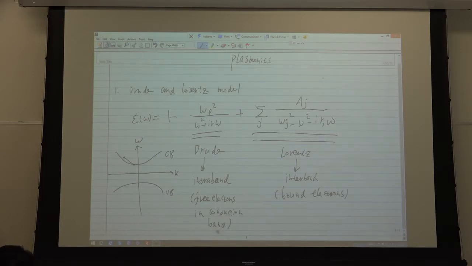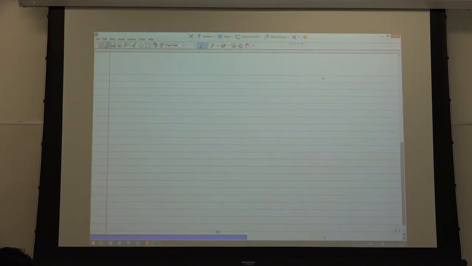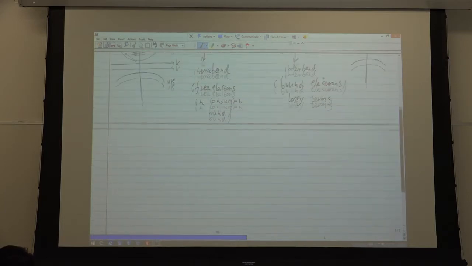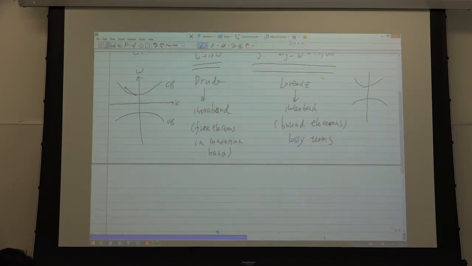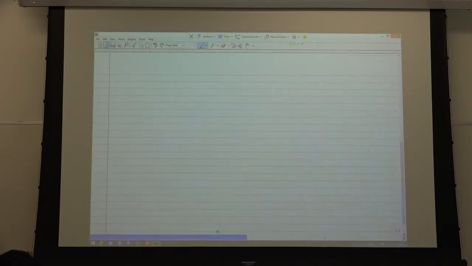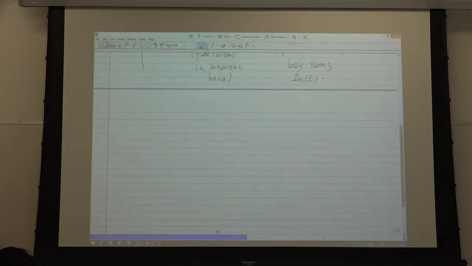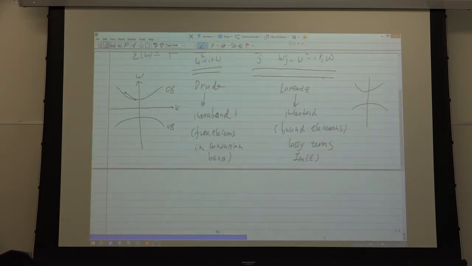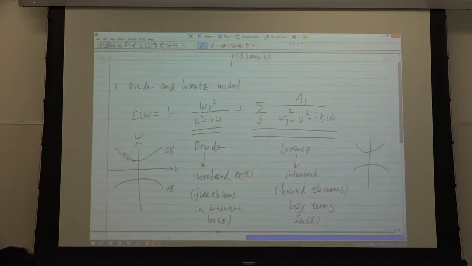Typically it can generate electron-hole pairs. This term is responsible for loss. It's mainly responsible for the lossy term, the imaginary part of the permittivity. And the intraband is responsible for the real part of the permittivity. This is the fundamental difference between the two terms.